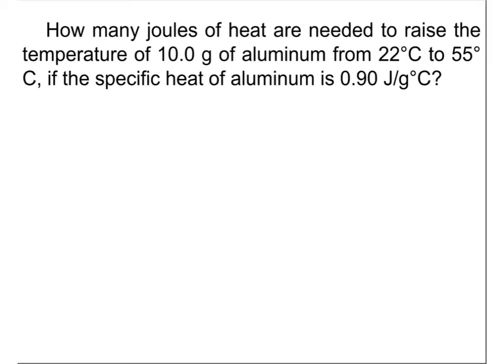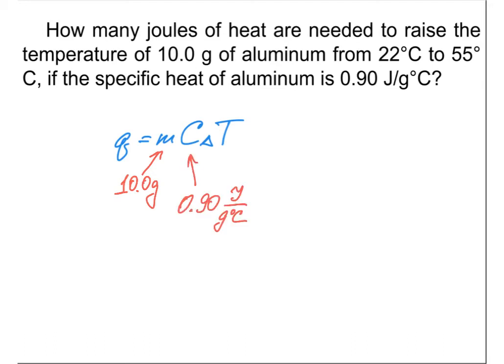How many joules of heat are needed to raise the temperature of 10 grams of aluminum from 22 degrees Celsius to 55 degrees Celsius if the specific heat of aluminum is 0.90 joules per gram per Celsius? Okay, let's see what is given to us. We know the mass of our sample, it is 10 grams, and we know the specific heat of aluminum, 0.90 joules per gram per Celsius, and the change in temperature needs to be calculated. The difference between the final and initial temperature will be the change in temperature that we are trying to achieve.